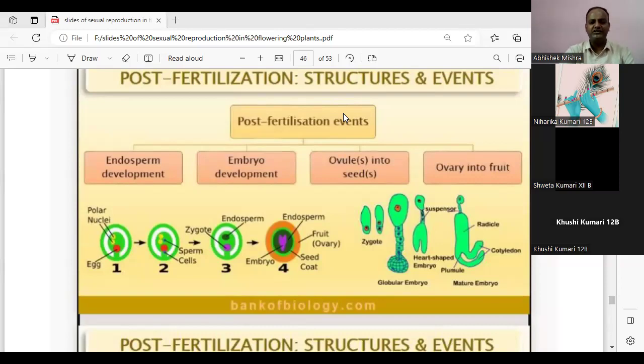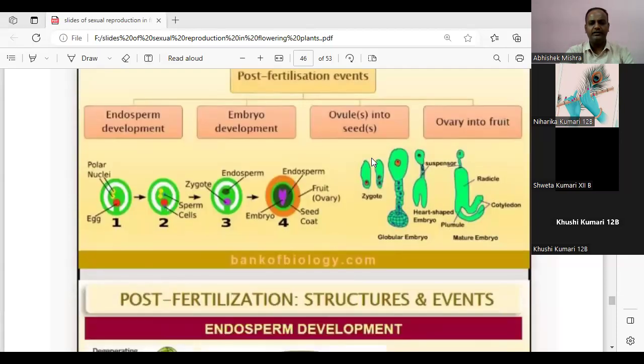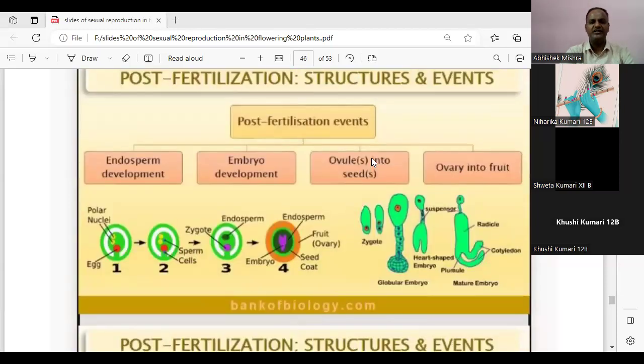In the post-fertilization events, there are four major processes. What are those? First, endosperm development. Second, embryo development. Third, ovule into seed development. And the fourth, ovary into fruit. So these are the four post-fertilization events: endosperm development, embryo development, seed formation, and fruit formation.